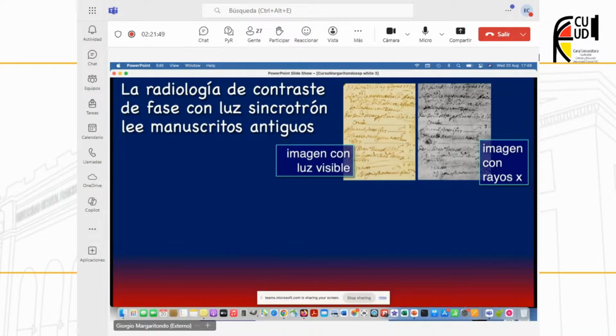Yesterday, Leo presented some results about the manuscripts in Pompeii. It's a very interesting problem, but actually the problem of reading ancient manuscripts is much bigger than just this specific case, which is very important.